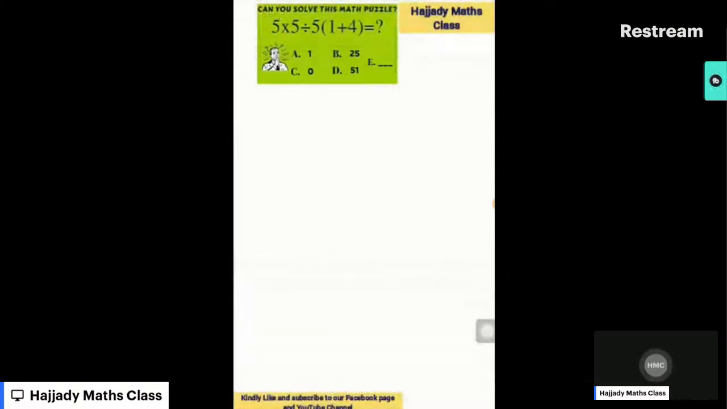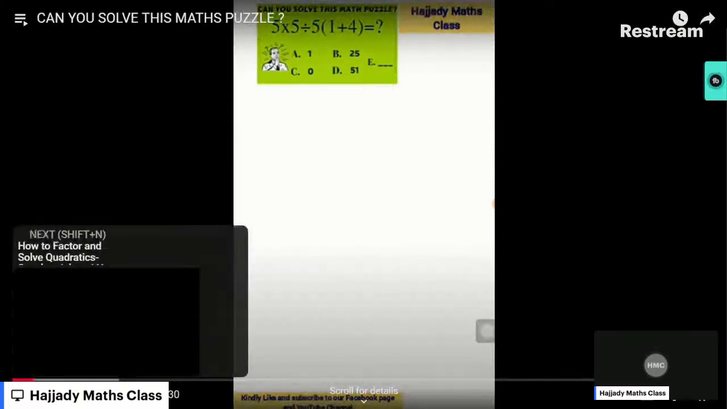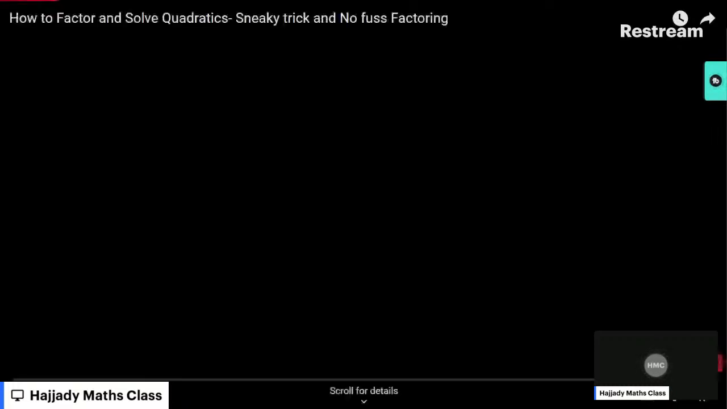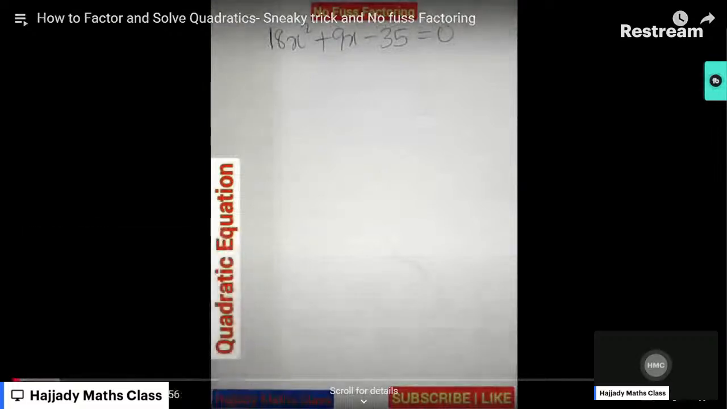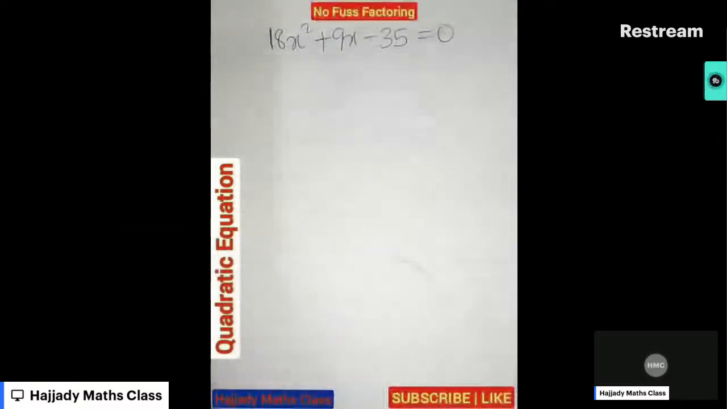Welcome to Algebra class. Today we'll be solving this mind-blowing math puzzle. Hello viewers, welcome to Algebra class. Today I will be factorizing this equation using an easy approach. Now we have 18x squared plus 9x minus 35 equals 0. This is a quadratic equation, and I will be using the factorization approach in doing this.